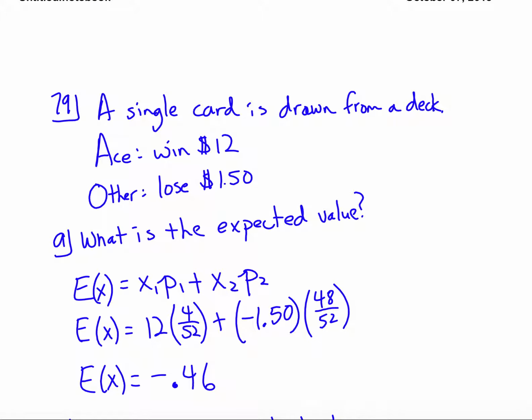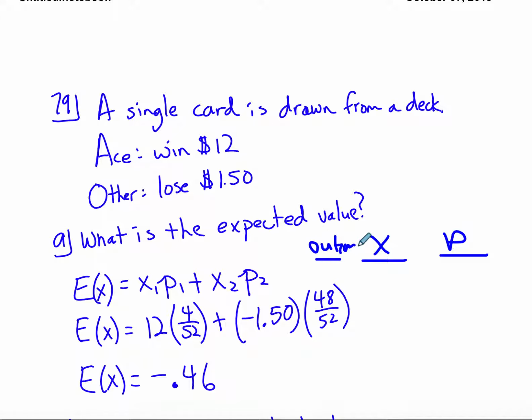So let's do an example. Let's say a single card is drawn from a deck. If you get an ace, you will win $12. If you get something other than an ace, you will lose $1.50. So the question is, what is the expected value? You've got two different options, and one thing that's useful here is to make a little table with your x value and then your probability value. Your x value is what happens. You could actually have a third column, which is the outcome.